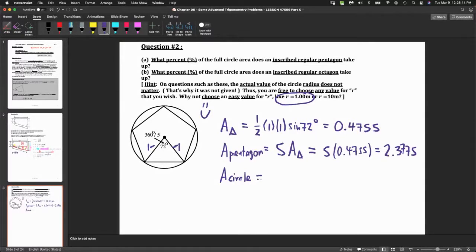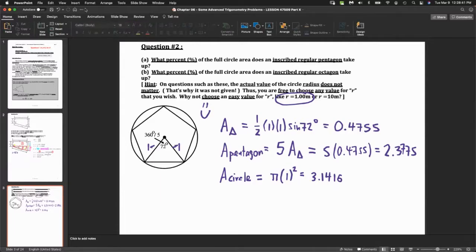Now, what's the area of a circle? What's the area of a circle? Anybody have a formula for that? Who remembers the formula for a circle? Yeah, pi r squared. So that's pi r squared, but r is 1. If you round it, you get that. So there's the answer, people. We are inches away from the answer.